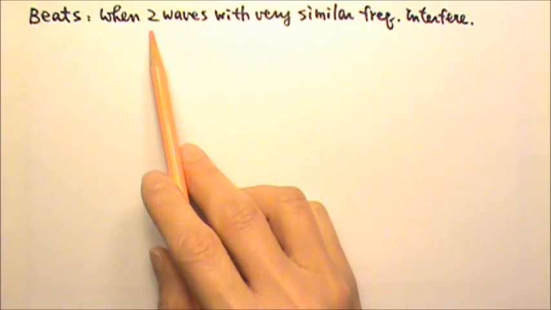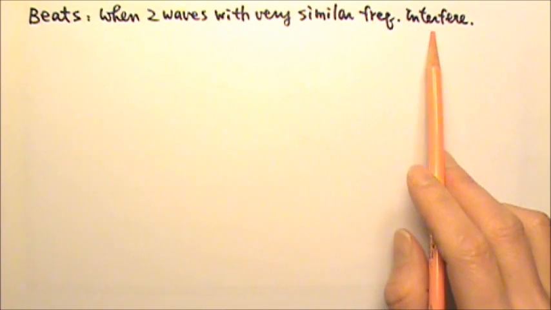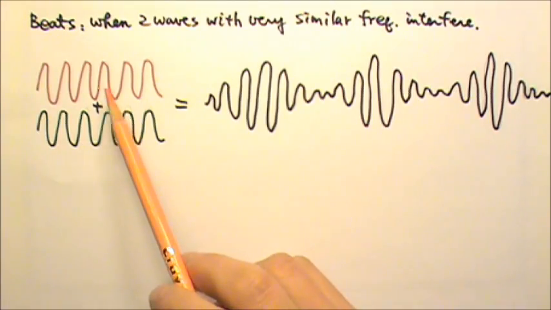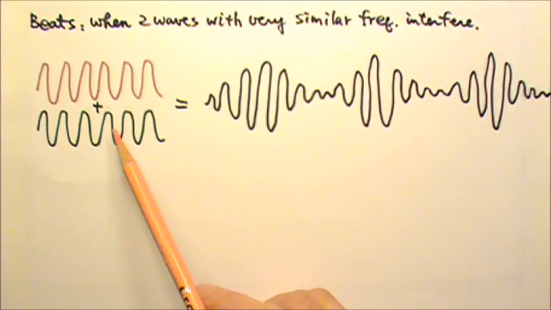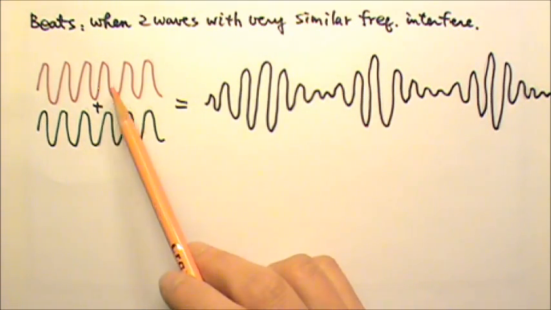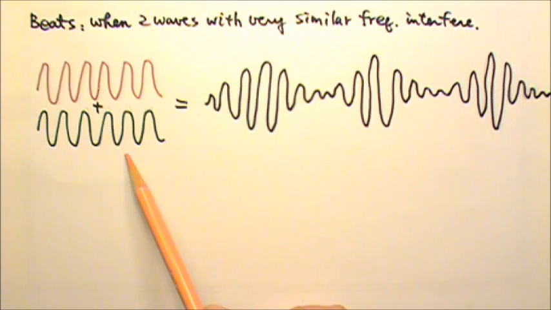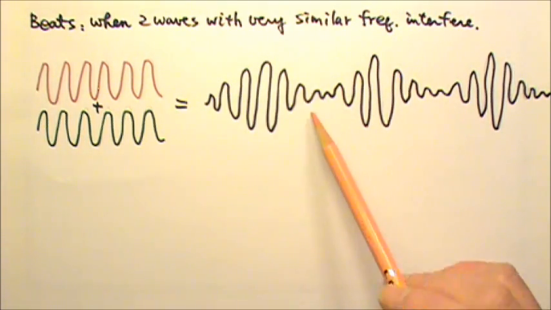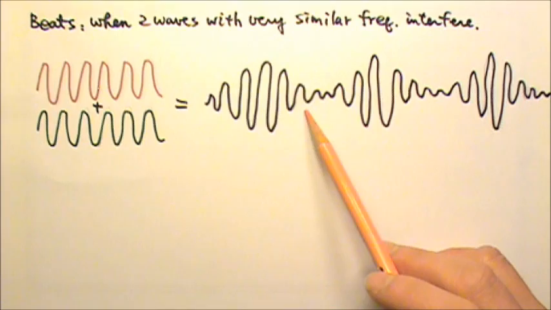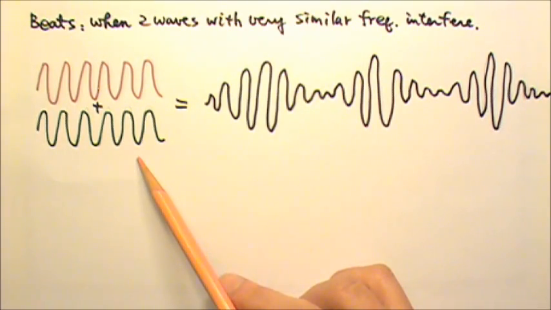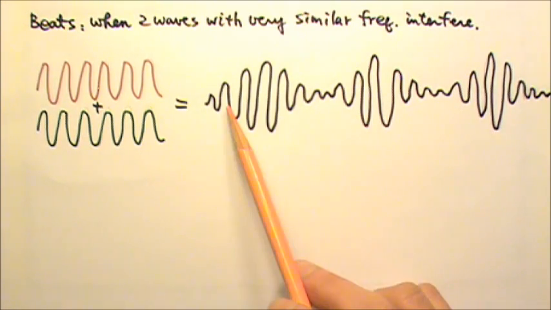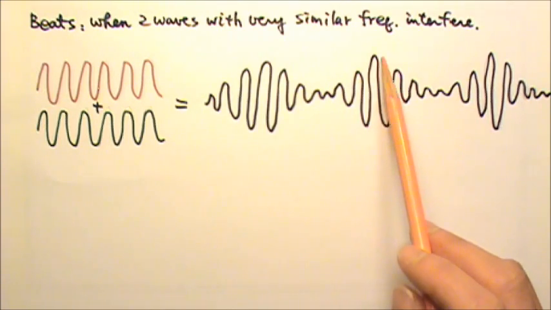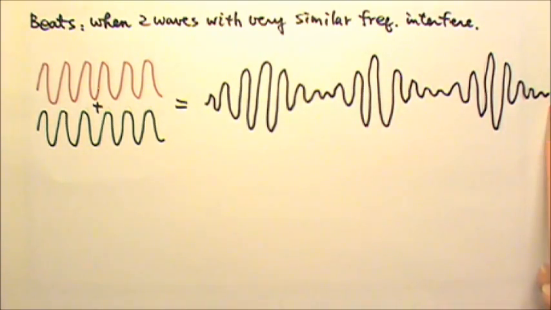Beats happen when two waves with very similar frequencies interfere. Let's say we have these two sinusoidal sound waves interfere with each other. When we follow the superposition principle and add up their displacements, we will get something like this. The frequencies are still there and we can still hear both tones, but because of the amplitude change, the listeners would hear periodic variations in volume: loud, soft, loud, soft, loud, soft.